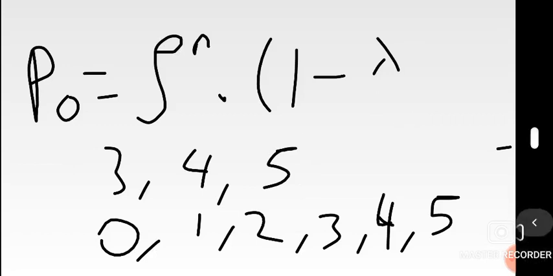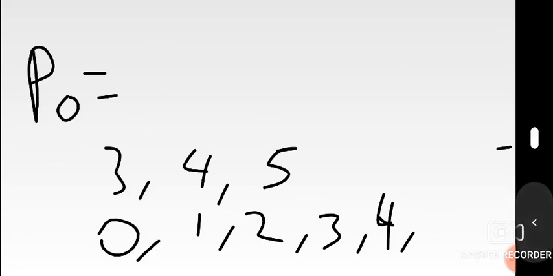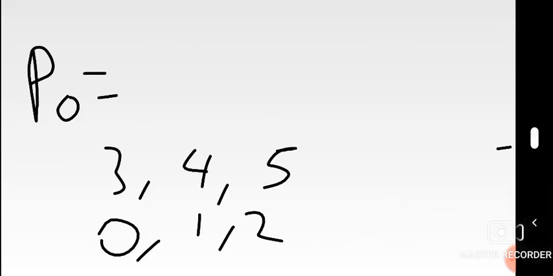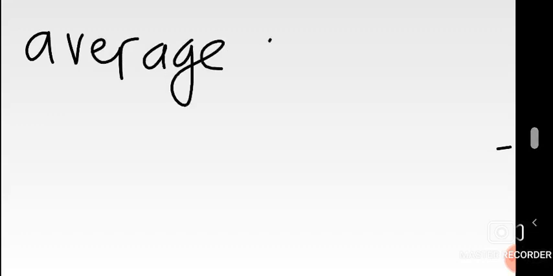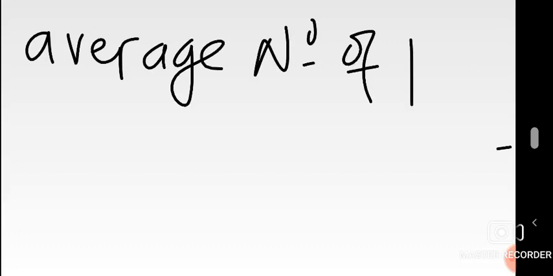There's what they call the average number of people in a system. Average number of people in a system.